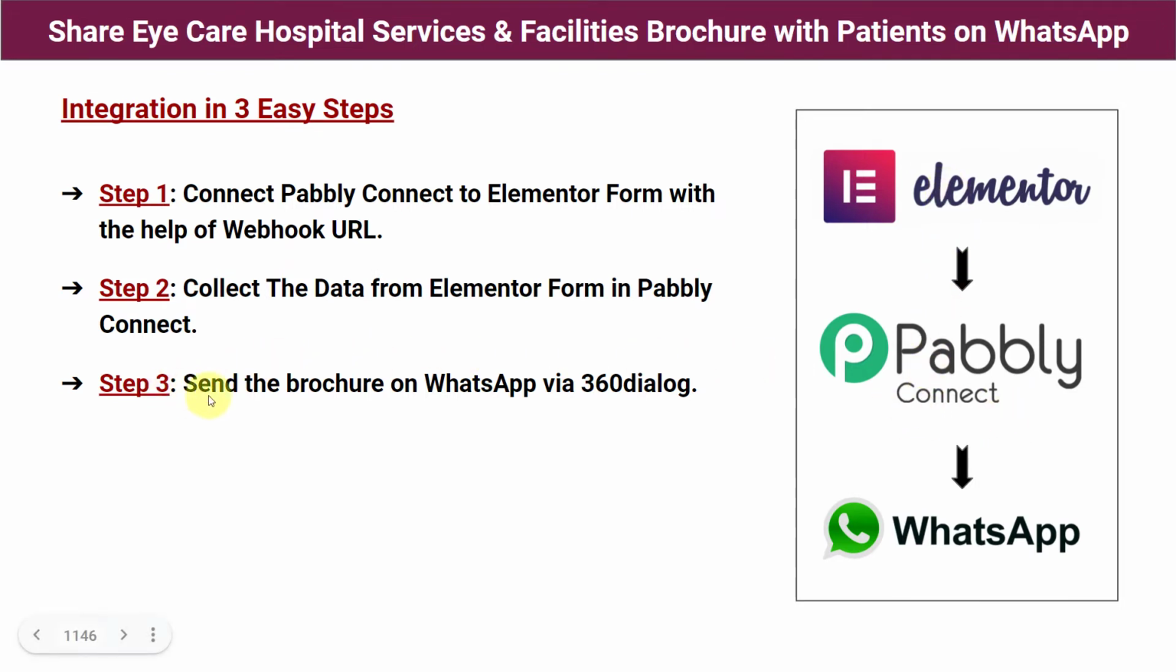And step 3 says send the brochure on WhatsApp via 360 dialog. So finally we are going to send the brochure of our iCare hospital on the WhatsApp account of the person who has filled this form and the data of whom we have captured here. And to do this, we are going to use another application which is called 360 dialog. So I'll tell you what 360 dialog is later on in this video. So first of all, let's jump back to our step 1 and open Pabbly Connect.